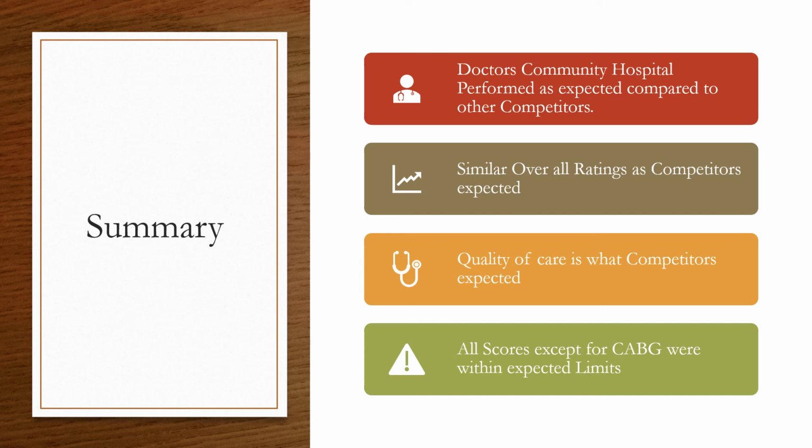If these values would have exceeded the upper control limit, then it would be expected that Doctors Community's mortality rate would be higher than its competitors. And if the observed values were below the lower control limit, then it would also be expected that Doctors Community's mortality rate would be lower than its competitors, which would be really great.